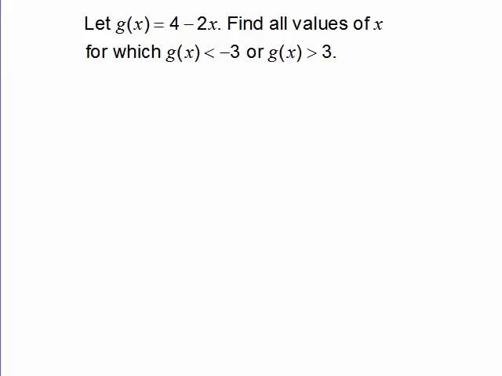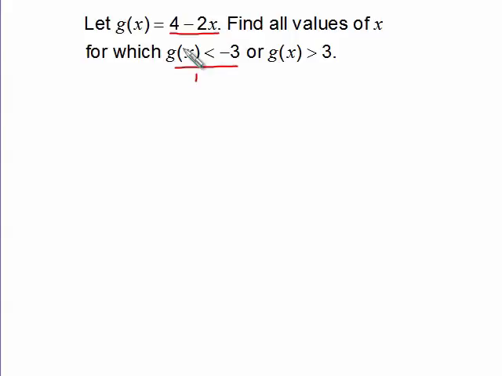Let g of x equals 4 minus 2x. We're asked to find all values of x for which g of x is less than negative 3 or g of x is greater than 3. So to start, since we know that g of x is 4 minus 2x, I'll go ahead and create two inequalities. The first one is here.